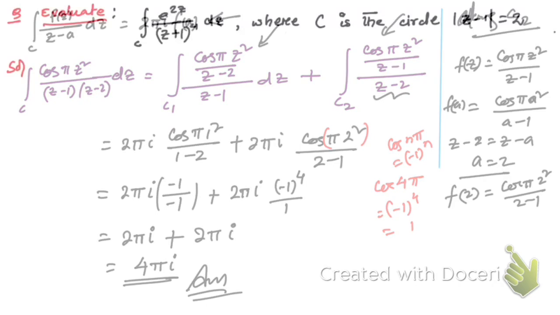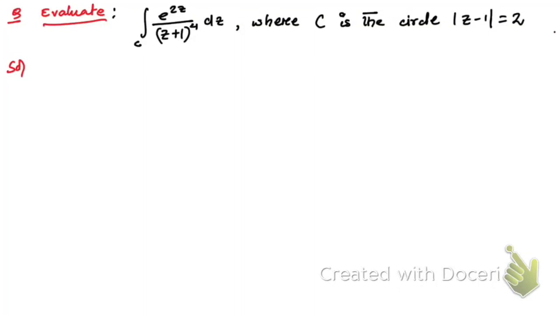So this is our answer, right? Hope you have understood. This is the next question, let's solve this one. Here is the given integrand: e to the power 2z over z plus 1 whole to the power 4, dz.